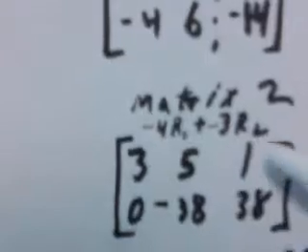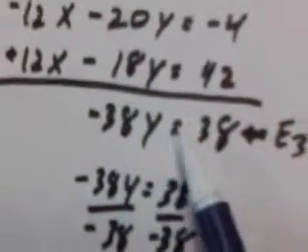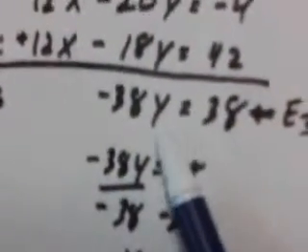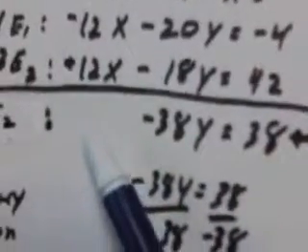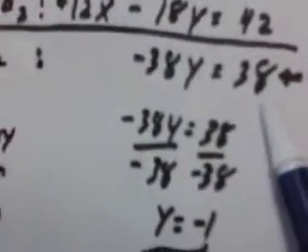Now, the second row in the second matrix really is the equation that you got after you added the 2 equations together. If we go back and look over here at what we did, after we added those 2 equations together, we got negative 38y equals 38. That's the second row, but we only use the numbers. And since we don't have any x's, we put a 0 in the x place. So we're going to have 0, negative 38, 38 in the second row of the matrix. So that's what we have here. In the second row of the second matrix, we have 0, negative 38, positive 38.